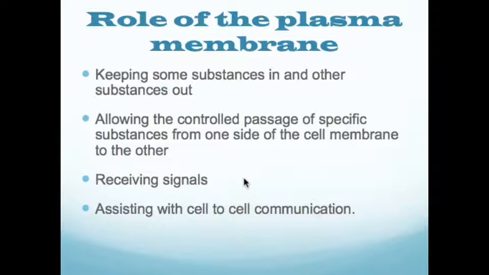The role of the plasma membrane: it keeps substances out of the cell. It prevents the passage of substances that it doesn't want to cross. Okay, selective permeability. However, it can allow the passage of other substances either through channels or through diffusion. It also has many receptors on the surface of the cell, allowing it to receive signals to assist the cell to do certain functions. It also assists in cell-to-cell communication.